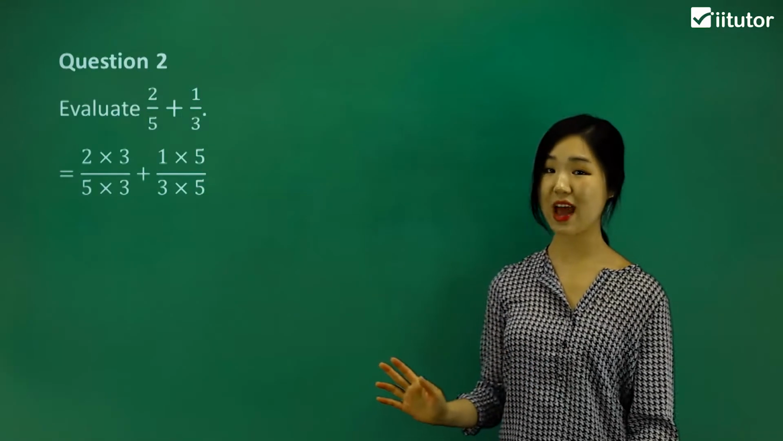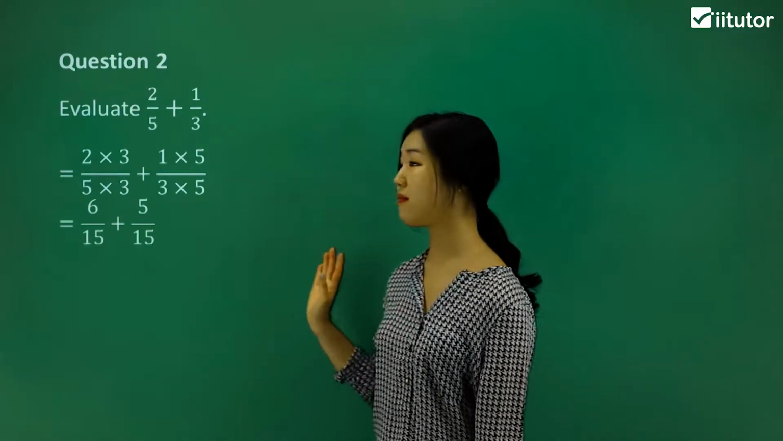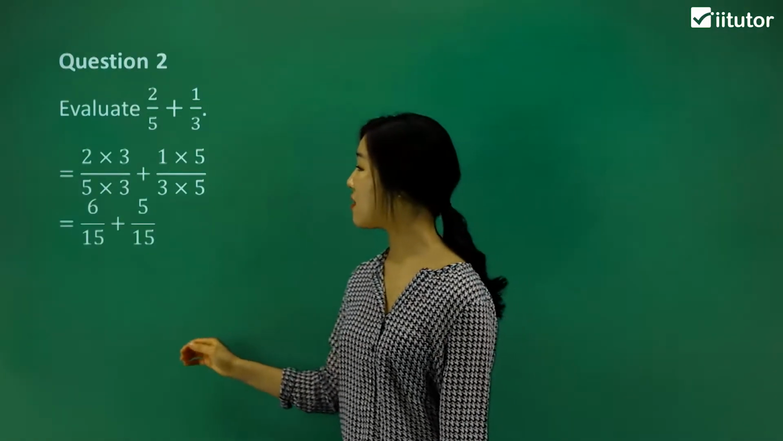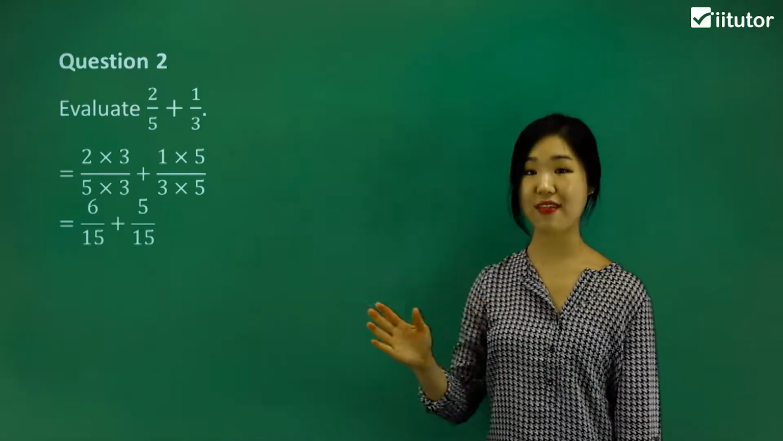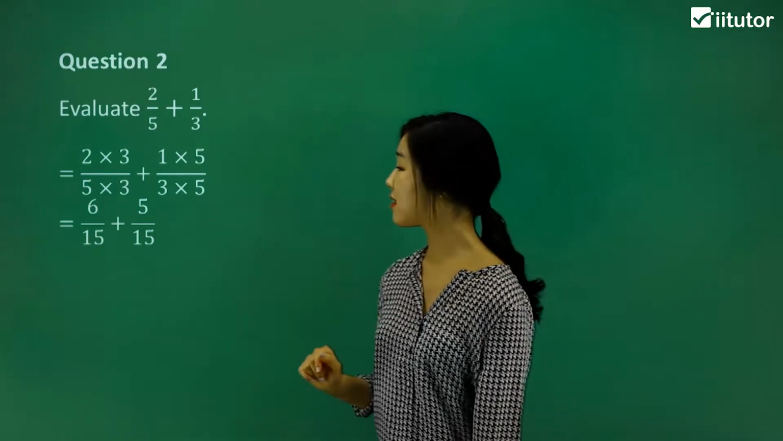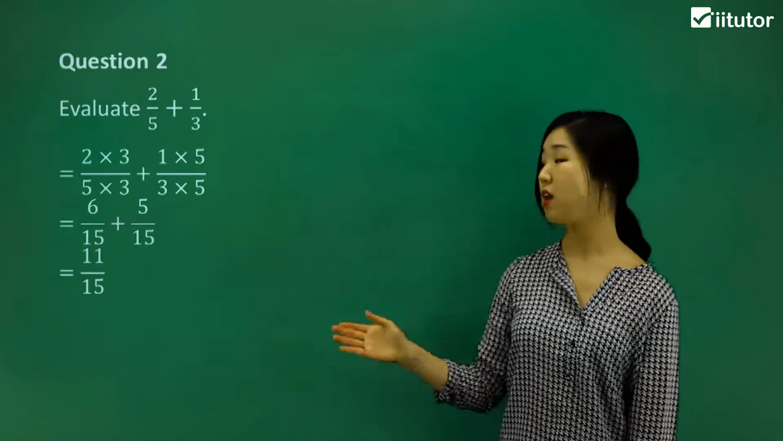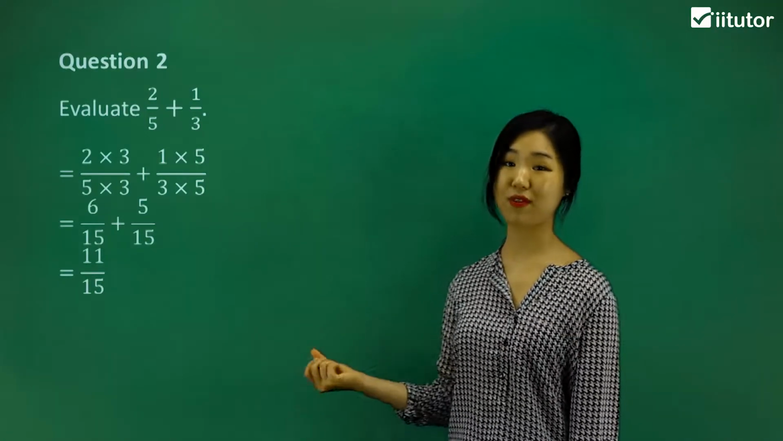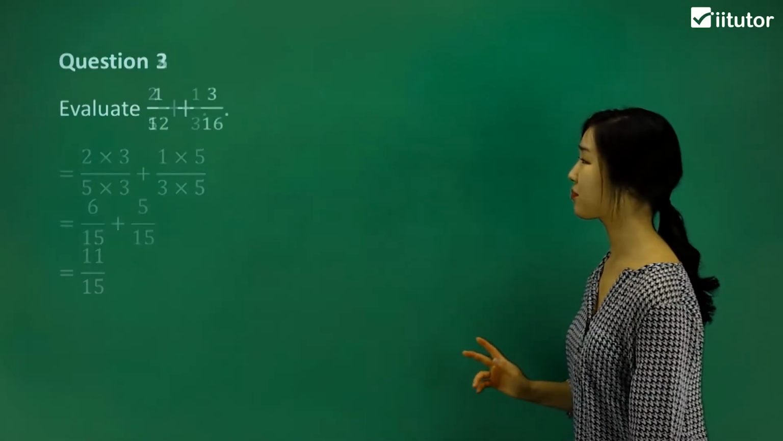All you need to do now is just simplify the multiplications. The denominators for both will be 15, isn't it? And then the numerators, 2 times 3 is 6, 1 times 5 is 5. Then just add the numerators, because the denominators are now the same. 6 plus 5 is 11, and the denominator stays as 15. So it's 11 on 15, because 15 is the common denominator. That is it. That is question 2.